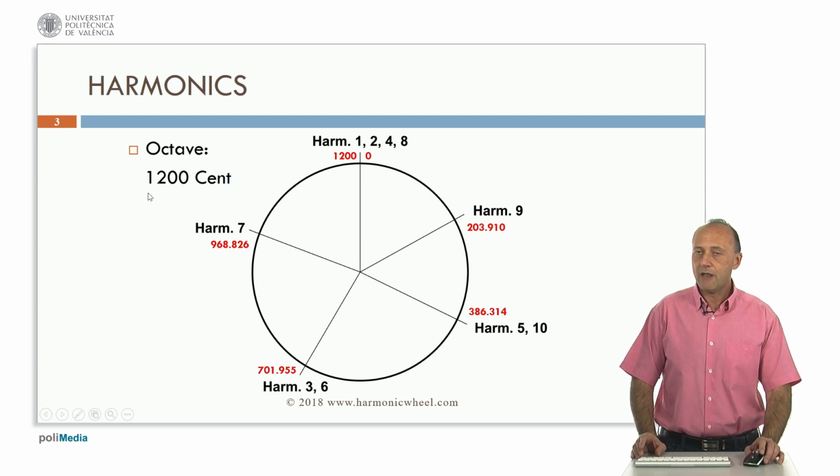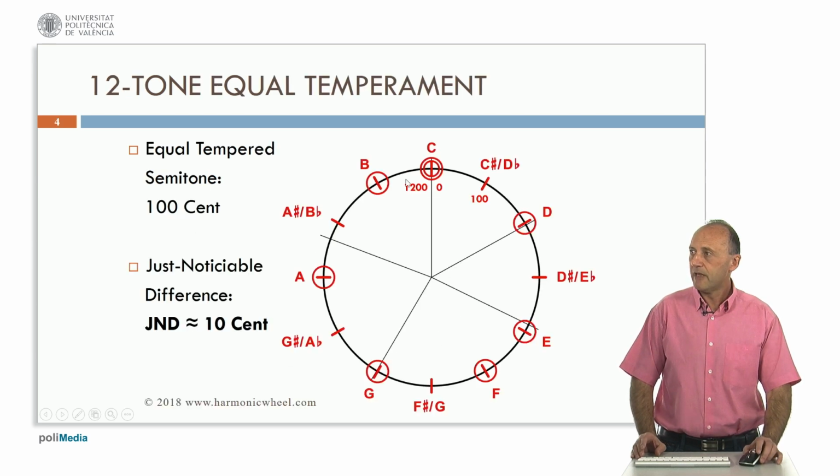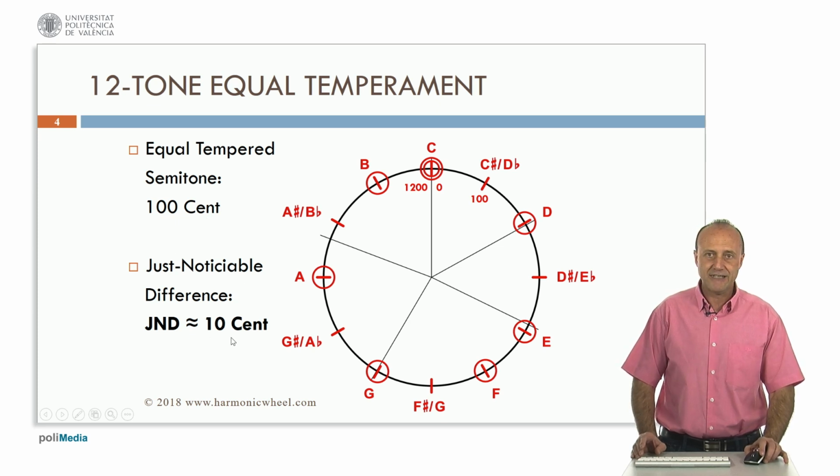These are the first harmonics on the chromatic circle. One octave is 1,200 cents. And these are the 12 notes in 12-tone equal temperament. The distance between two consecutive notes is 100 cents, which is an equal tempered semitone. The just noticeable difference is about 10 cents. That means that generally we can distinguish between two notes which are 10 cents apart, but not if they are, for example, 5 cents apart.